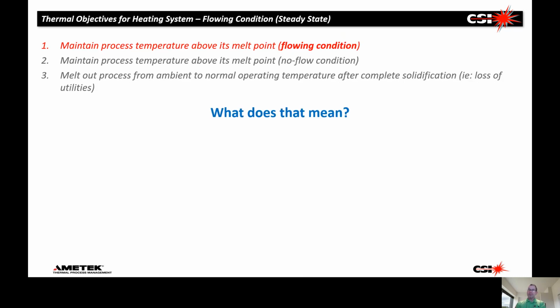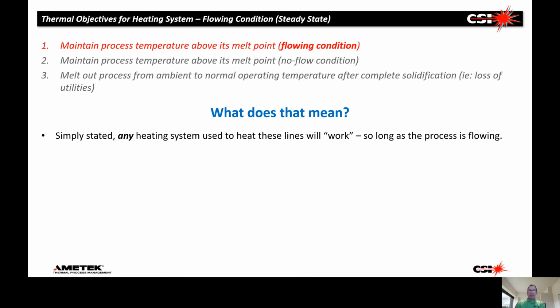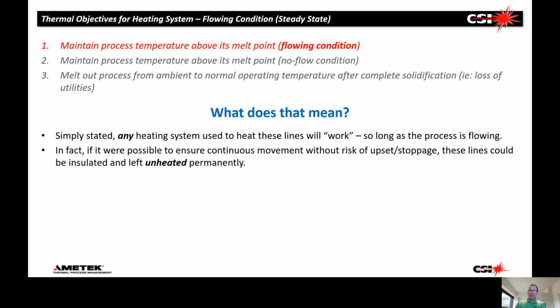So what does that mean in actuality? Well, simply stated, any heating system that's put on these lines to heat them will work as long as the process is flowing. In fact, if you could ensure a continuous flow without a risk of an upset or a stoppage, these lines could be insulated and left unheated permanently. No heat needed.